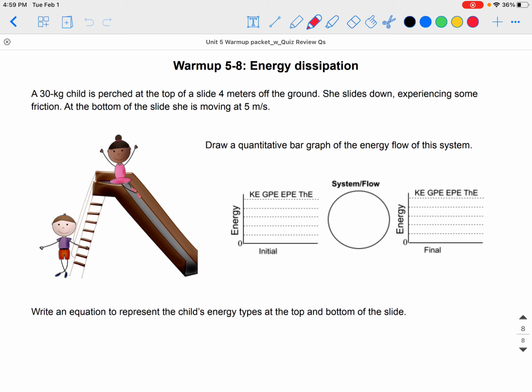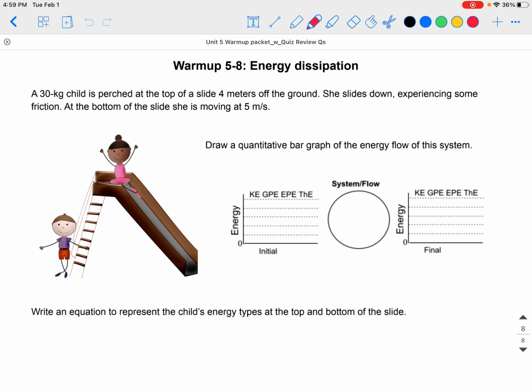So all we did today was take our Unit 5 test, but before we did that, I wanted to go over our last warm-up problem because it was important to understand energy dissipation, or more energy out of the system, because energy is never actually lost, it never disappears or goes away. It just transfers. And in this scenario, it transfers out of the system. So let's go ahead and first read through the problem.